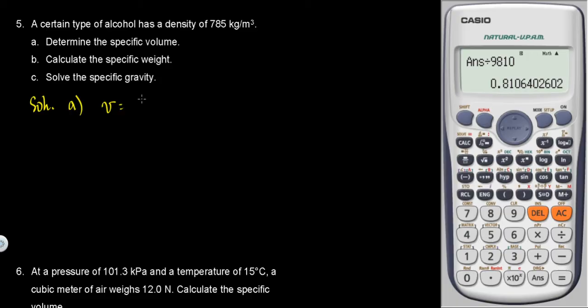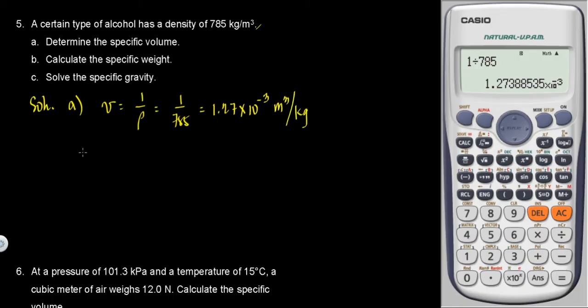Specific volume is 1 over rho. And rho is given, the density. So we have 1 over 785. So the specific volume is 1 over 785, equals 1.27 times 10 raised to minus 3 meter cube per kilogram.